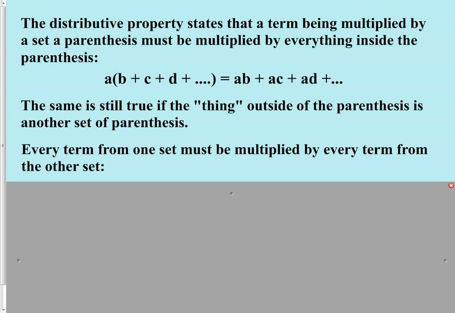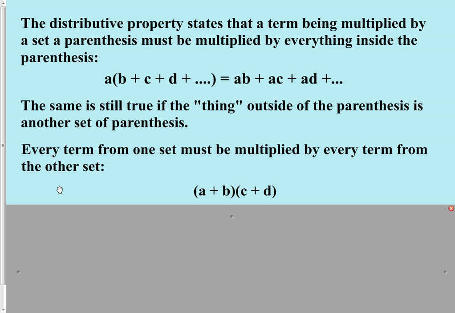Now, what we're going to see today is that the same idea is still true if the term outside of the parentheses is another set of parentheses. Okay, just like from above where the A had to multiply by every term inside of the parentheses, what we're going to say now is every term from one set of parentheses must be multiplied by every term from the other set of parentheses.